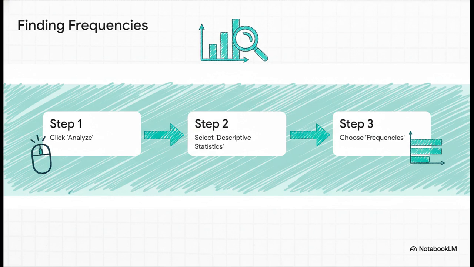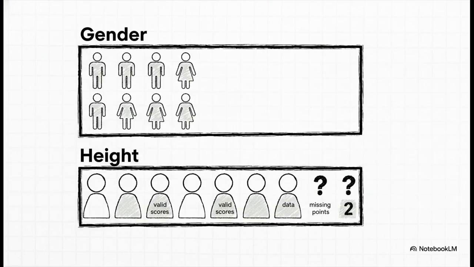That's it. You're done. So, SPSS spits out our answer, and we find out we have 5 males and 7 females, for a total of 12 people. But wait a second. What's this? For height, we only have 10 valid scores. That means we have 2 missing data points.